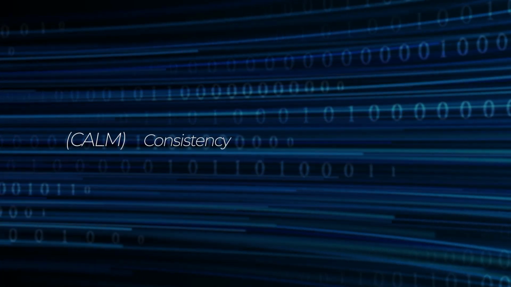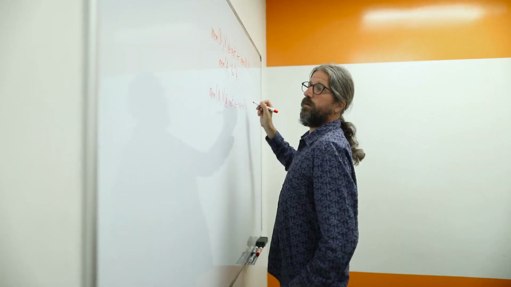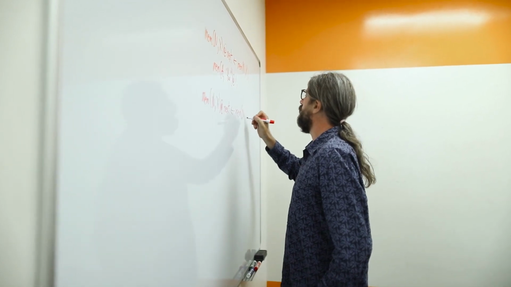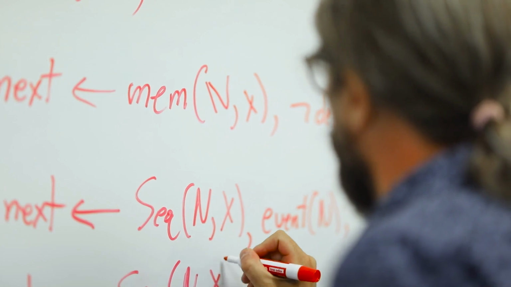So CALM stands for consistency as logical monotonicity. CALM doesn't just explain why, for example, languages like Bloom and Daedalus were effective for the purposes they were designed. It also helps us go back even further in the past and explain why some of the best designs of existing systems that were not based on a monotonic language worked. Why did the things that worked work?